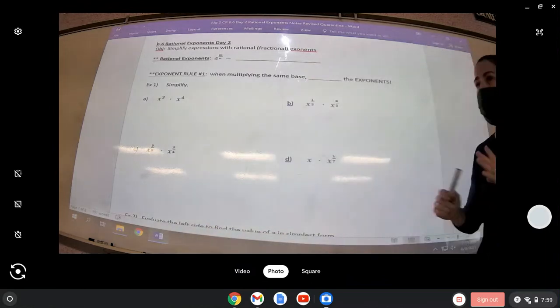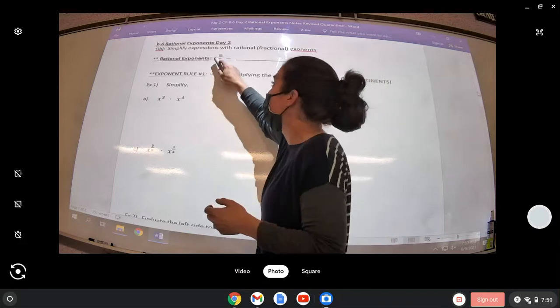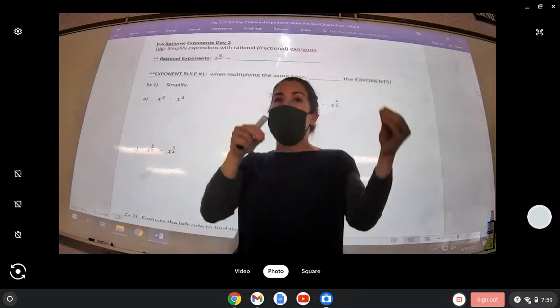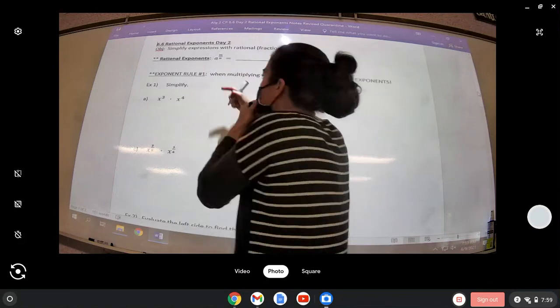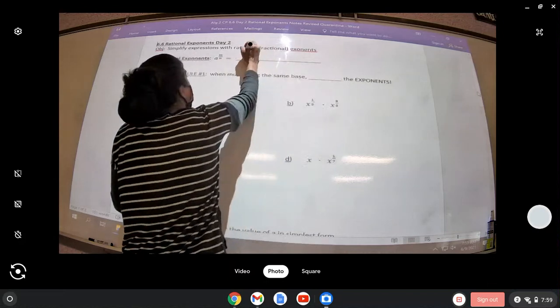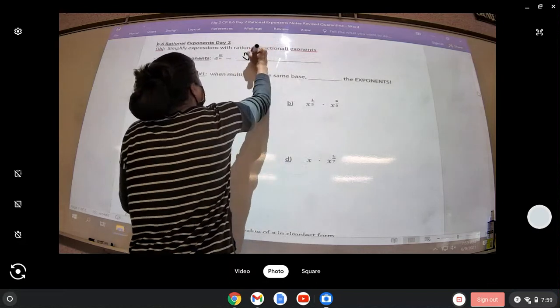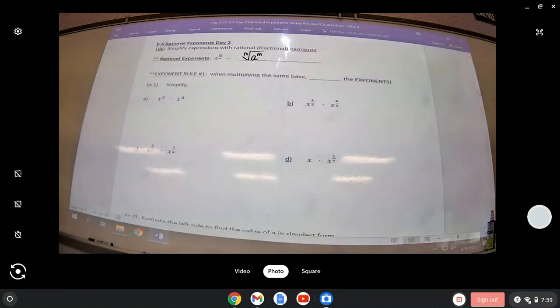All right, so guys, just to review though, if you do have a fractional rational exponent, like a to the m over n, you can't evaluate that until you convert it to its radical form. So just remember, a to the m over n power becomes the nth root of a to the m. That's how we convert a fractional exponent into its power and root.